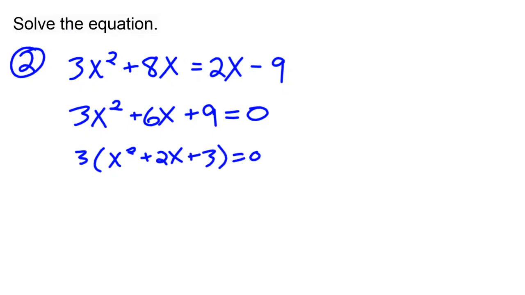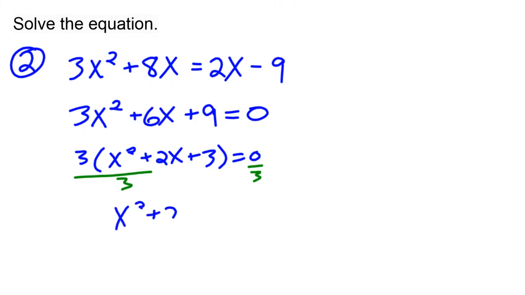And we can divide both sides of the equation by that. And we get x squared plus 2x plus 3. Dividing out a GCF does not change what the roots are going to be.